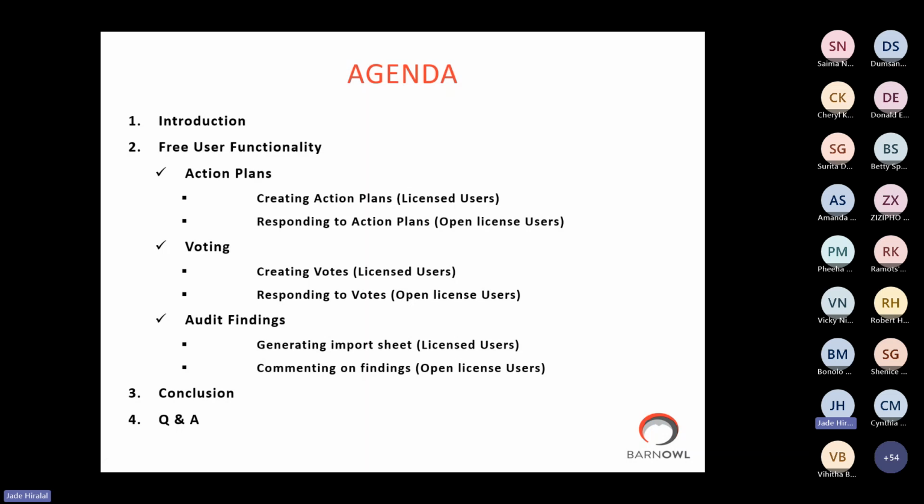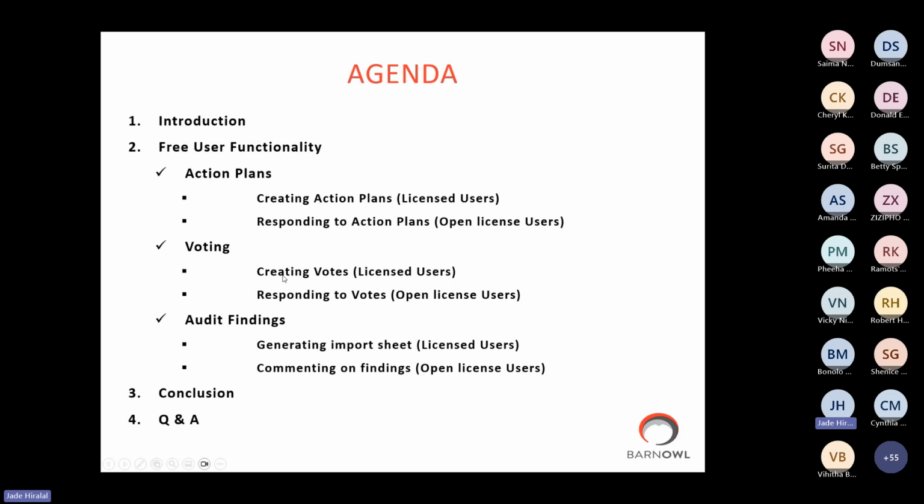During this session, we will look at a brief introduction to free user functionality. We'll then look at the benefits of free user functionality and how to best use these as licensed and open license users. We'll do this with the focus on action plans, voting, and audit findings. When it comes to action plans, we're going to look at creating action plans, so for the licensed users, and then responding to action plans for the open license users.